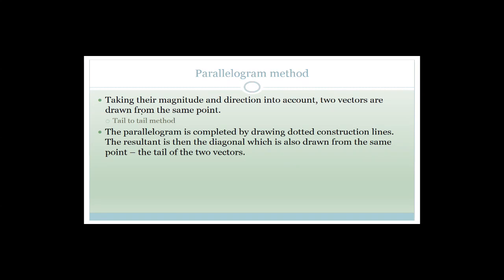The two vectors are drawn from the same point. Okay, and this is called the tail to tail method. The parallelogram is then completed by drawing dotted construction lines, and the resultant is the diagonal. Okay, very well. Okay, fine.